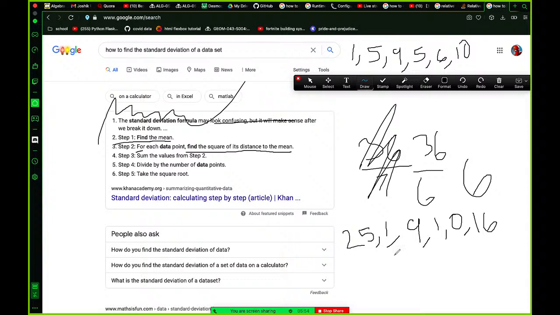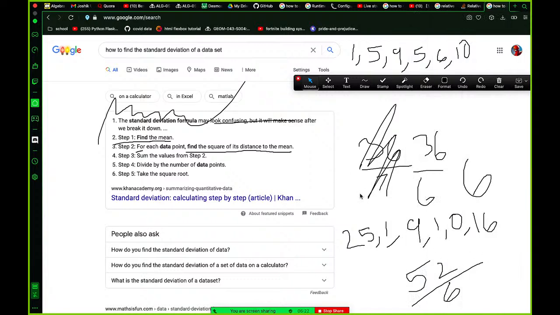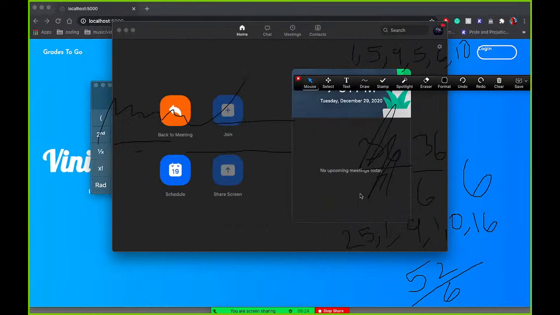So you have to take the mean of this, so that's 26 plus 9, that's 35, and 35 plus 1, that's 36, plus 16, 36 plus 16 is 52. So that's 52 divided by 6, and that's 8.666666, and then we have to take the square root of that.